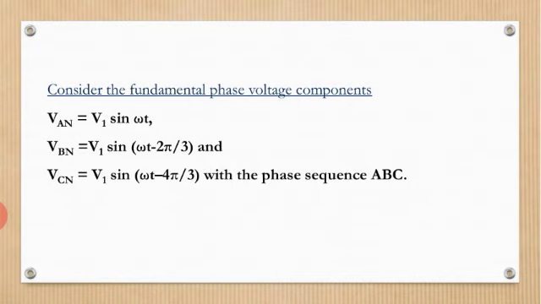Now let us consider the fundamental phase voltage components. These are the basic equations. The phase voltages are VAN, VBN and VCN. VAN is equal to V1 sin omega t, VBN is V1 sin(omega t minus 2 pi by 3), and VCN is equal to V1 sin(omega t minus 4 pi by 3), with phase sequence ABC. These are the fundamental phase voltage components.